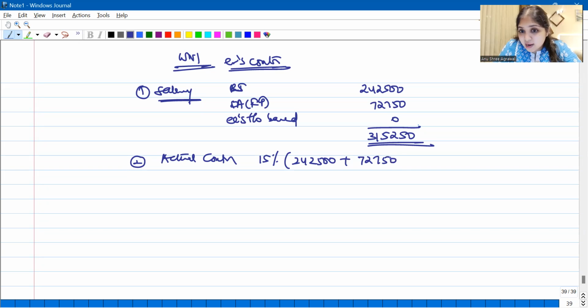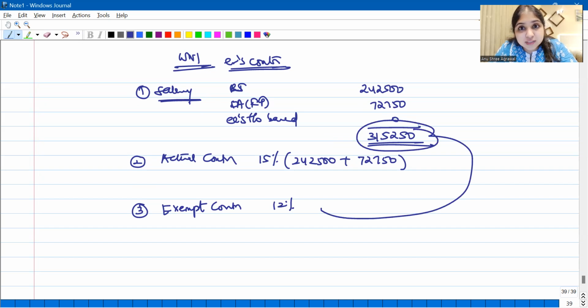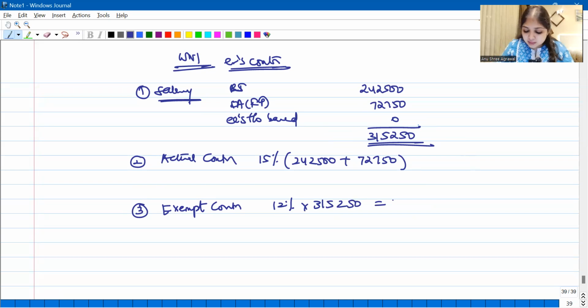Are you noticing I am not writing this number as it is? Because tell me, this number is supposed to be used for what? This number is supposed to be used only to find the exempt contribution. Exempt contribution will be 12% of this salary. So 12% of 315,250. This is going to be the exempt contribution, which is 37,830.